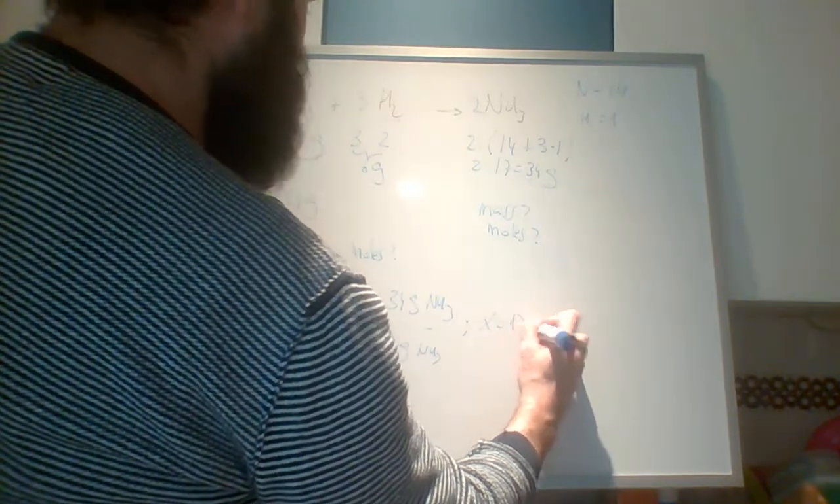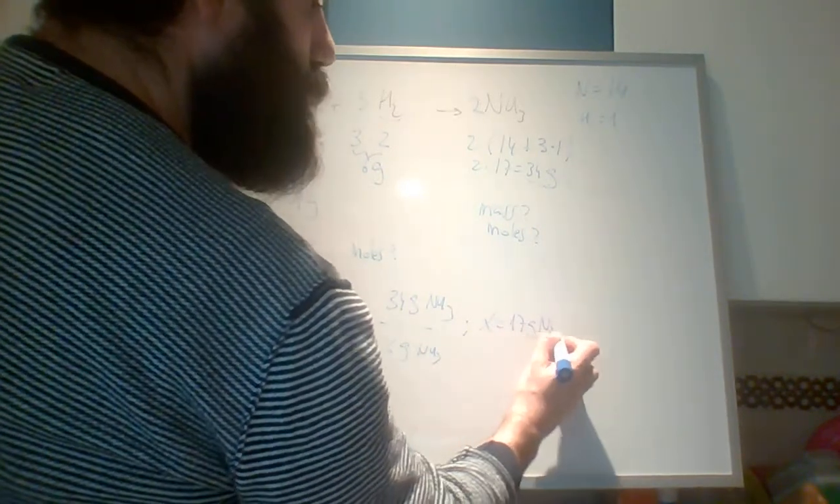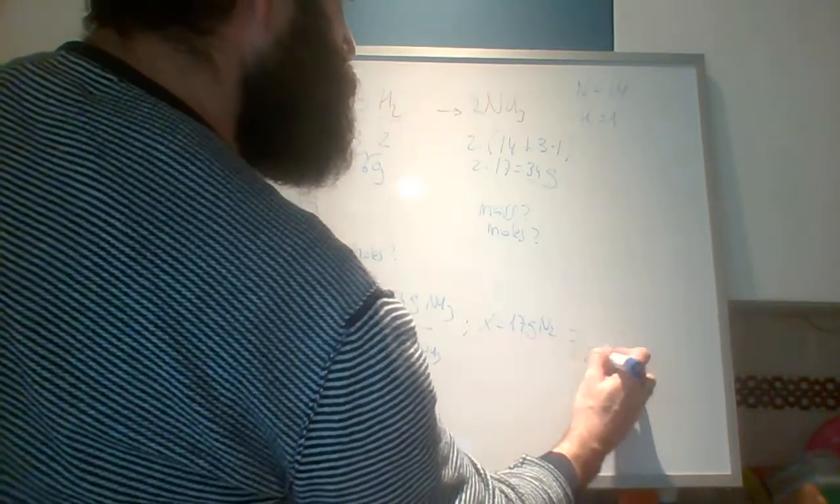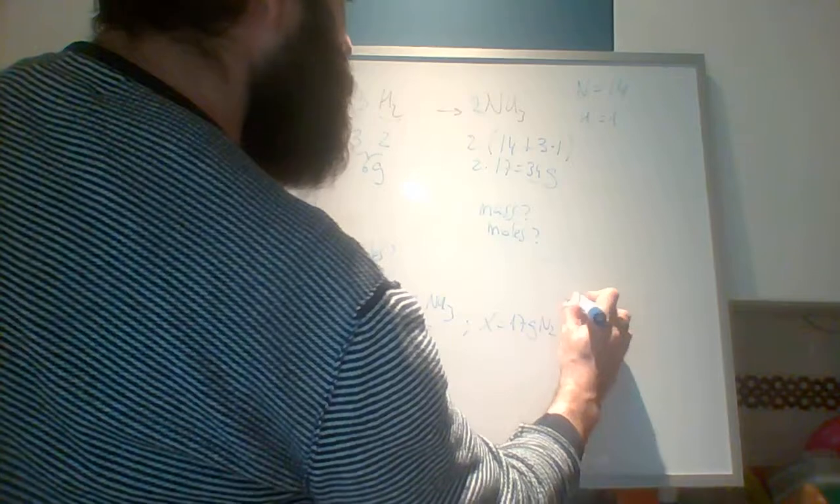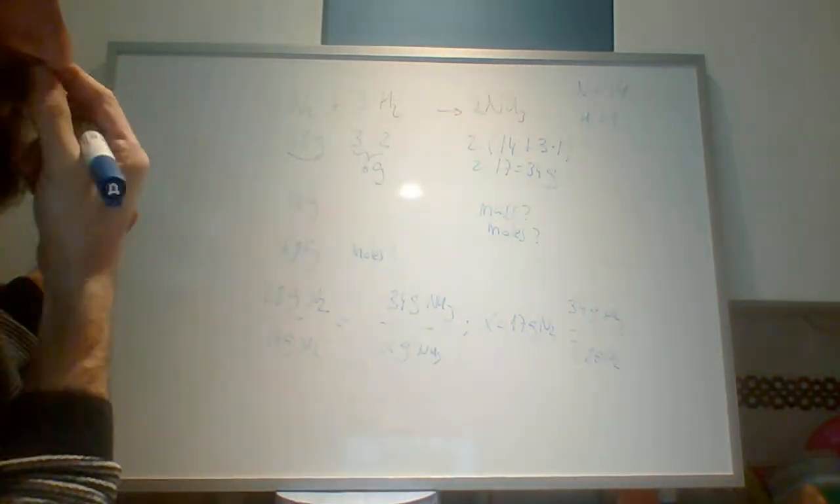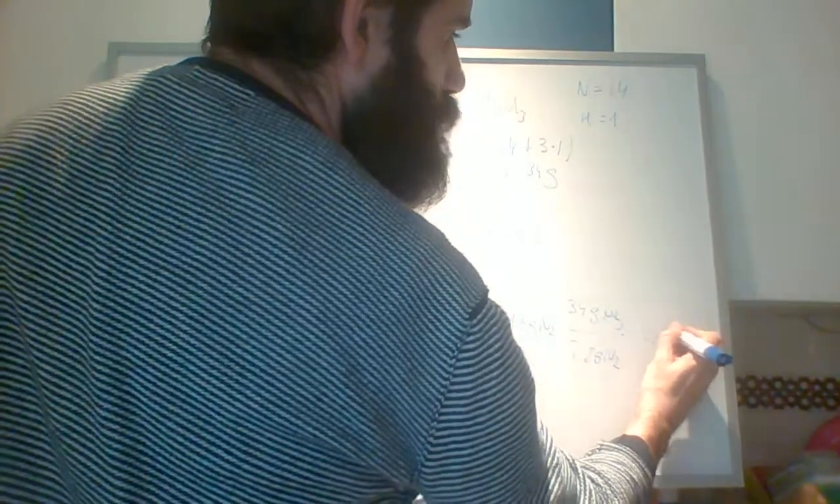17 grams of N2. You have to write down all the times the compound you're working with, okay? And now 28 grams of N2 and 34 grams of NH3. And you will obtain the result. And the result is 20.64. Just two decimals.